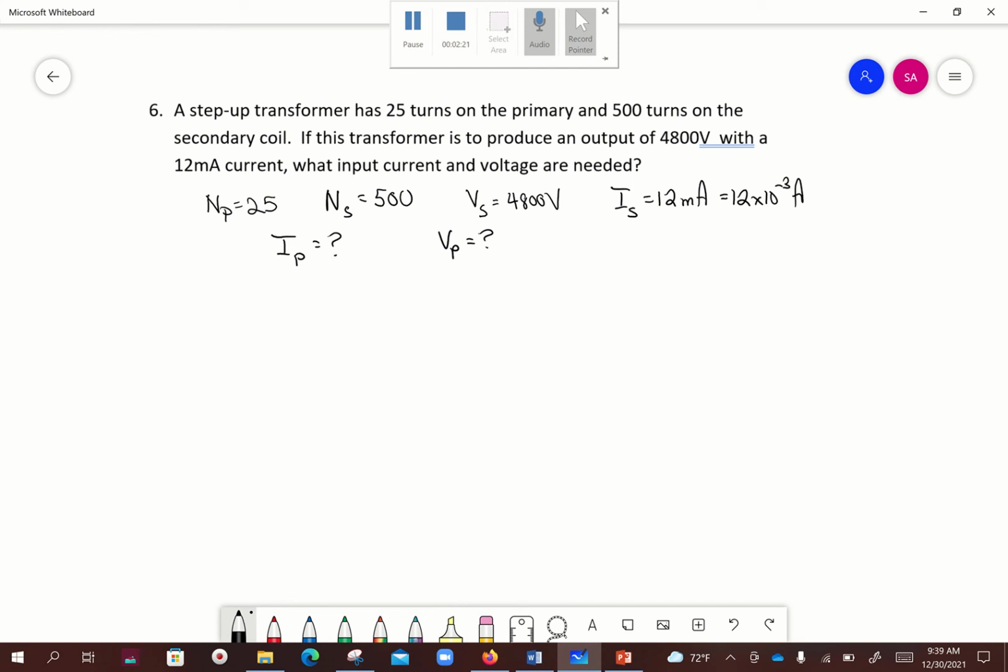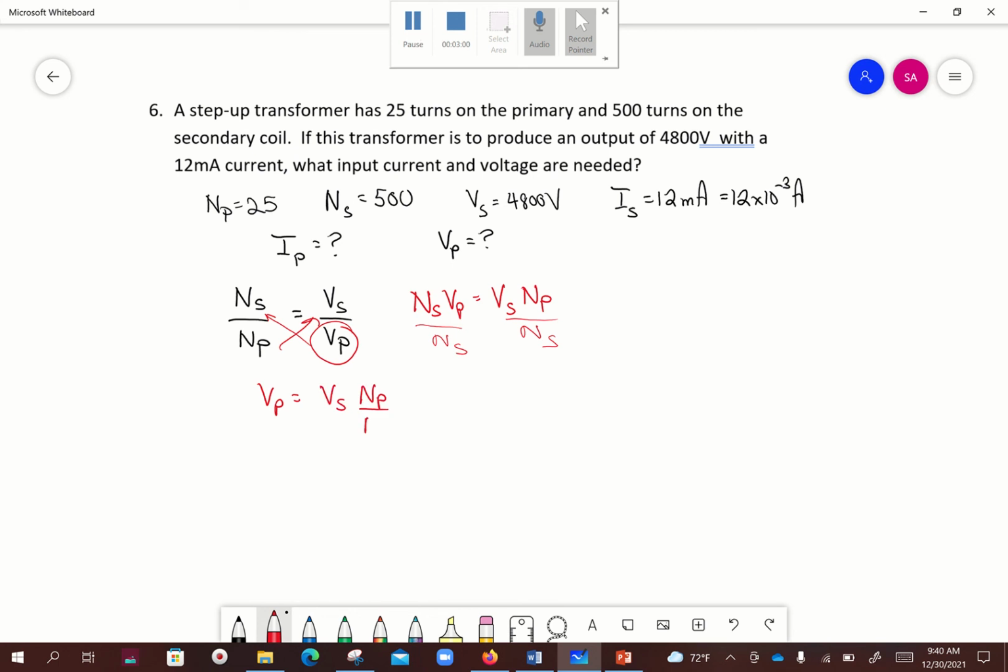Okay, so what are we going to use? Well, we're just going to use those equations that we had. So let's do the equation that we had up in problem 5. NS over NP equals VS over VP. And I'm trying to find VP. So the first thing I'm going to do is just cross multiply. So I get NS VP is equal to VS times NP. And I want to find VP, so now I'm going to divide both sides by NS. So VP is equal to VS times NP over NS. Make sure you do the problems carefully like this. It's easy to get the ratio the wrong way around if you don't do it step by step.